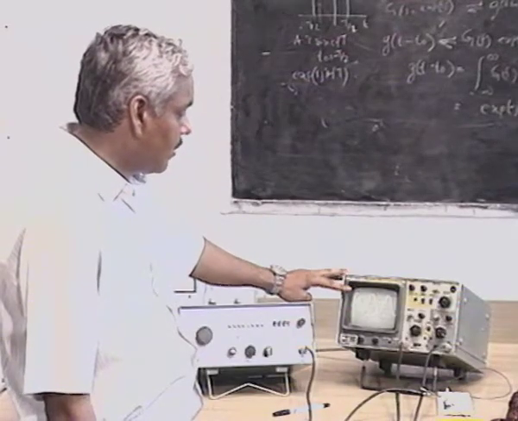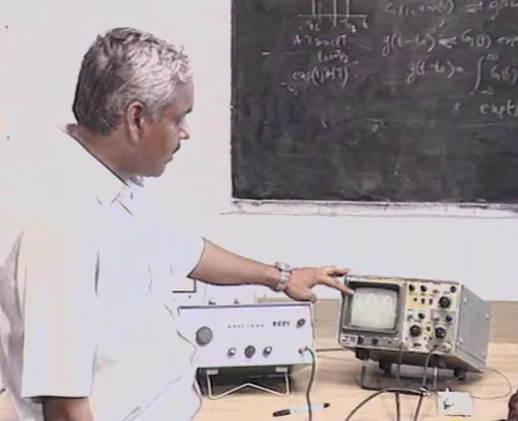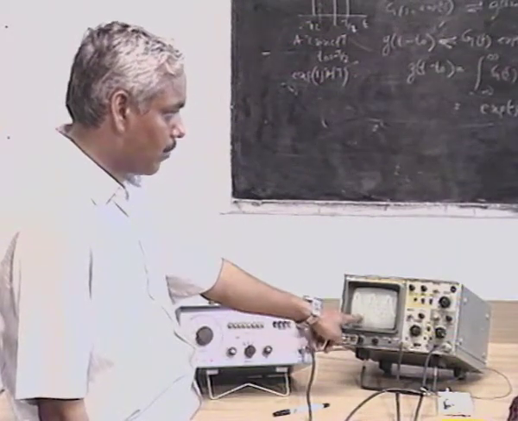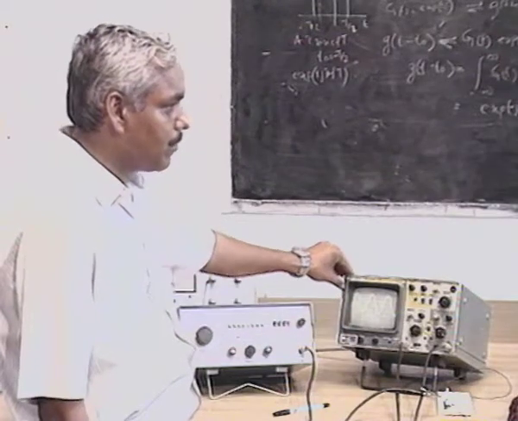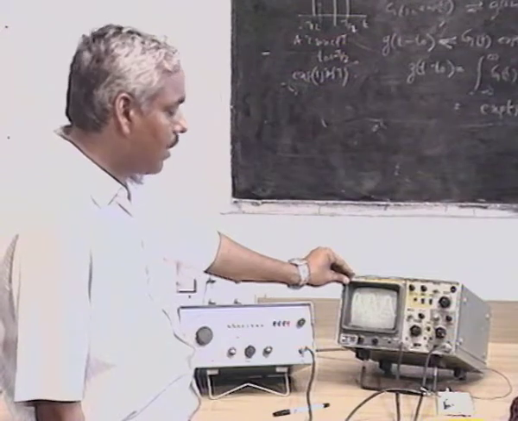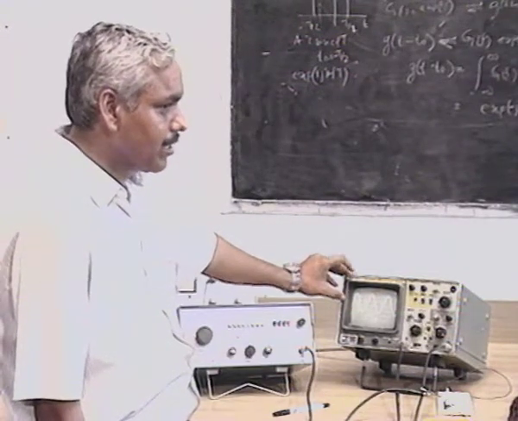Sir, what is peak to peak value? If you see the waveform, then if you measure the vertical distance between the positive maximum point and the negative maximum point, this will be the peak to peak value of the voltage. Now if you divide by the factor of 2, then it will be the maximum value of the signal.